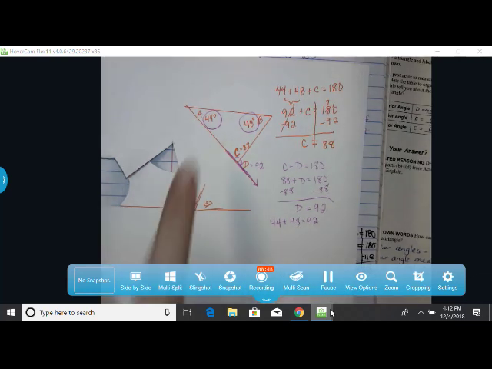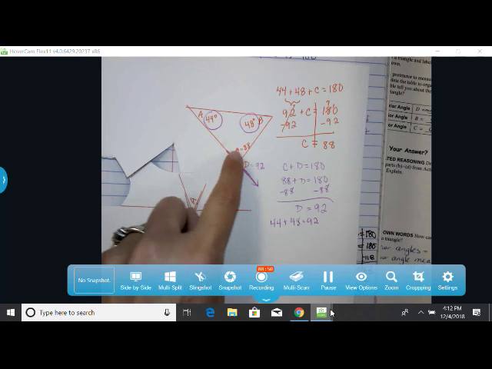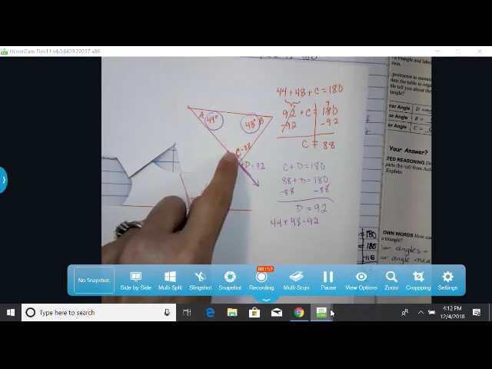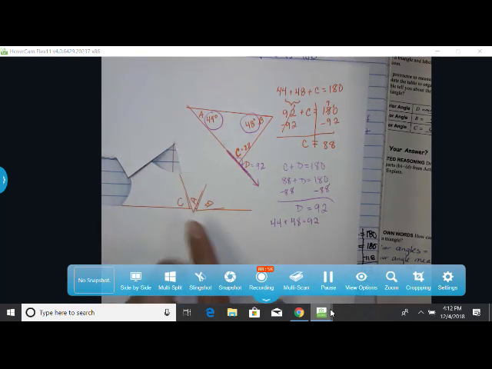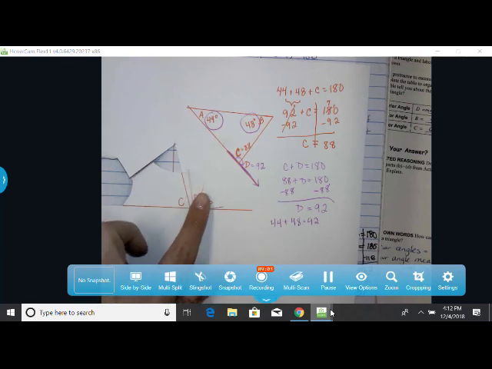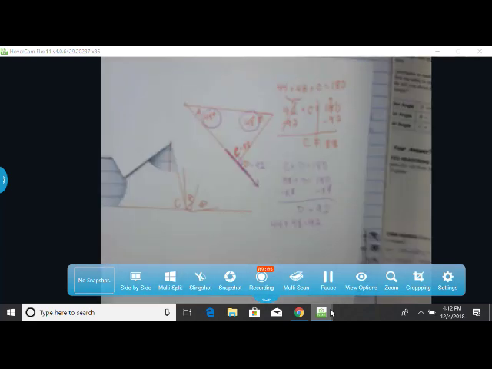So if you're given two interior angles, you can find the third and then use the fact that it's supplementary to find that outside angle, that exterior angle. Or you can use the theory that the two non-adjacent interior angles added together give you that exterior angle.